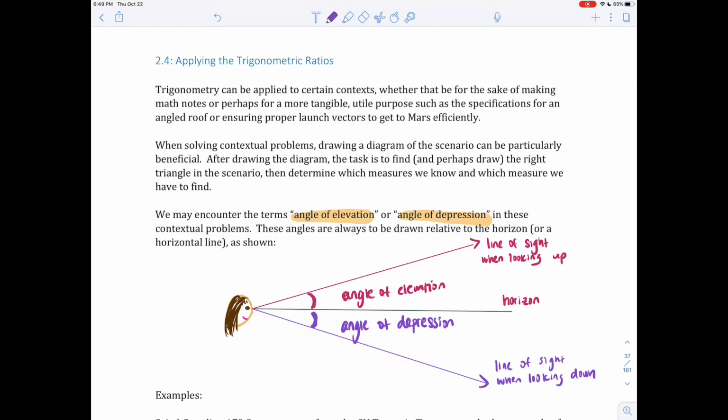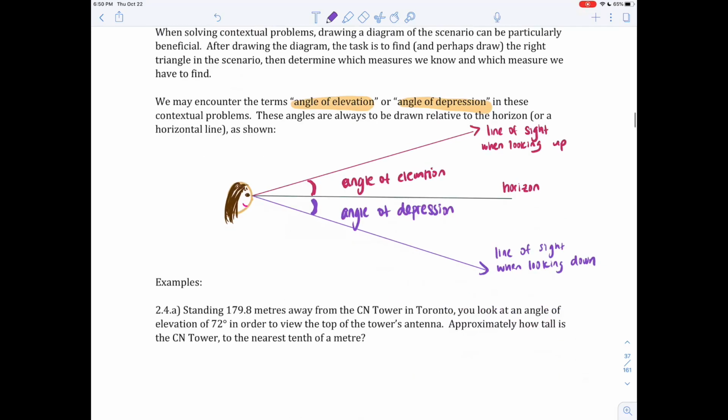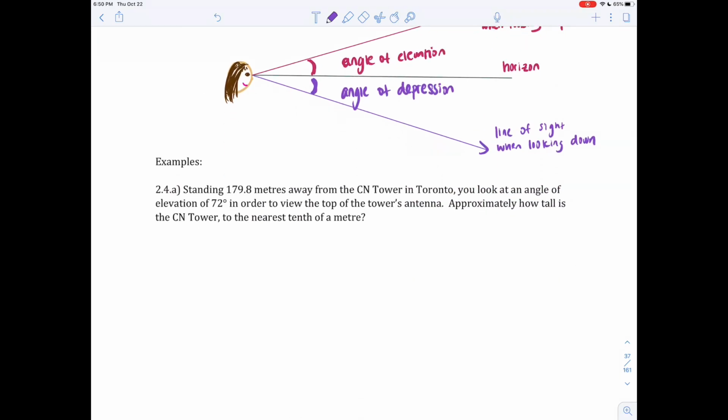Now the key thing to remember is that it's always the angle between your line of sight and your horizon. If your line of sight is upwards, then it's called an angle of elevation. If your line of sight is downwards or below the horizon, it is the angle of depression. We're going to do some examples. Sometimes the terms angle of elevation and depression will be used.